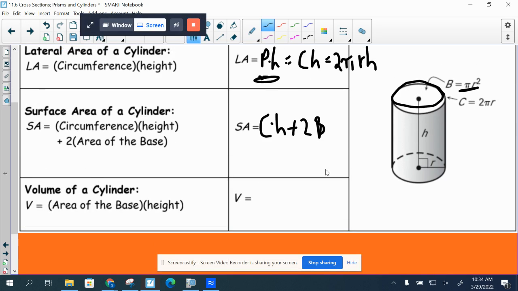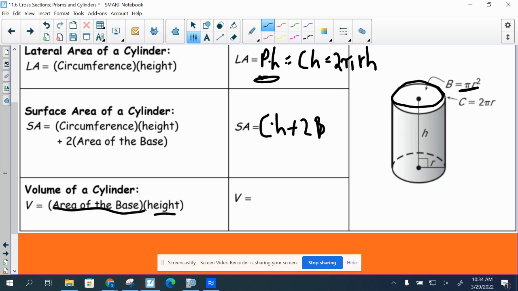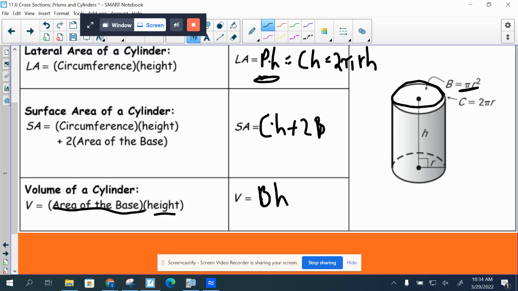For volume, same thing as for a prism: area of the base times the height, where area of the base in this example for a cylinder is going to be pi r squared. So pi r squared h.